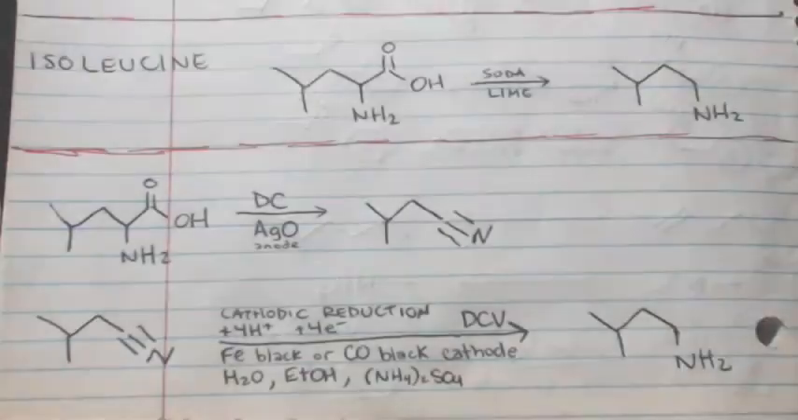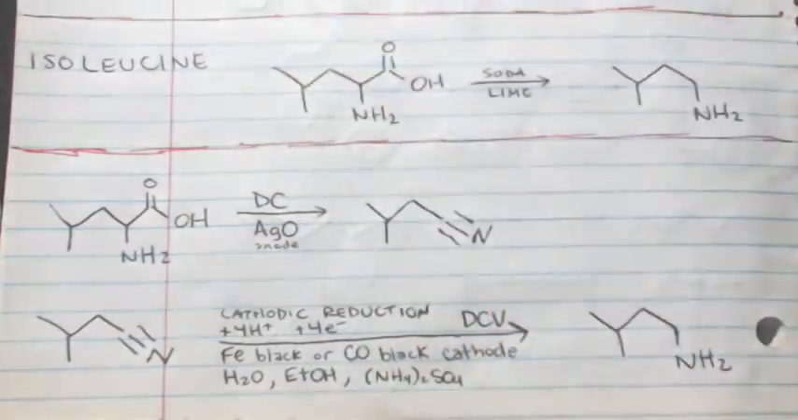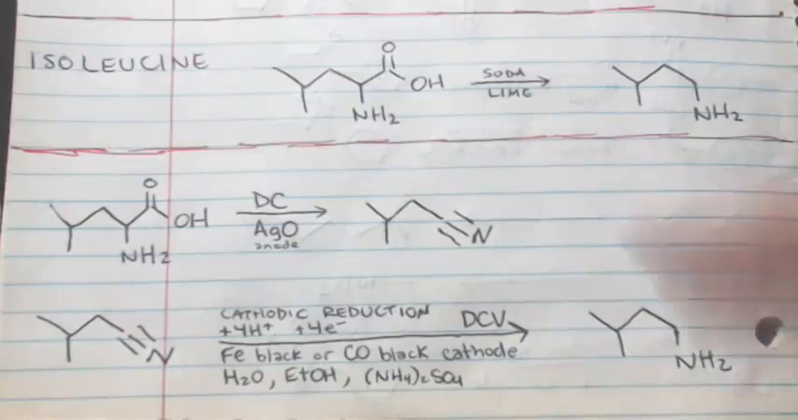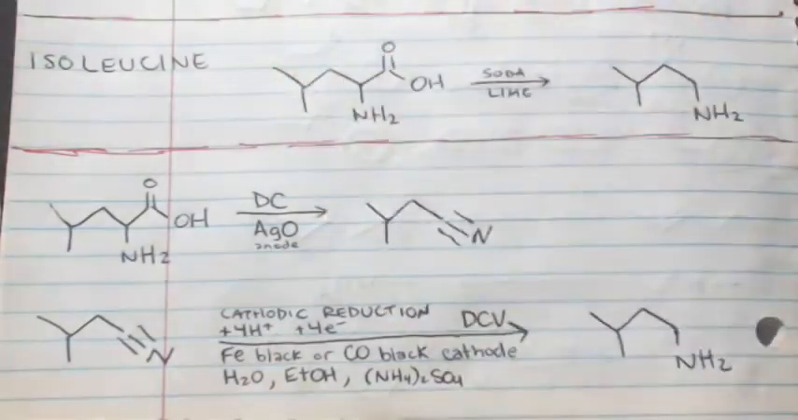Okay, now we're up to isoleucine, okay. And that's another amino acid. You can see it's just 1, 2, 3, 4, 5. That'd be pentanoic acid with a methyl group on here and an amino group on the alpha position.